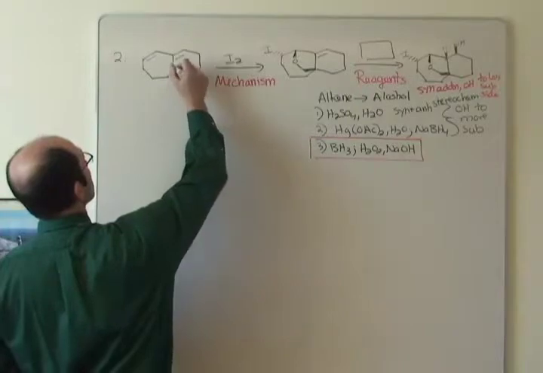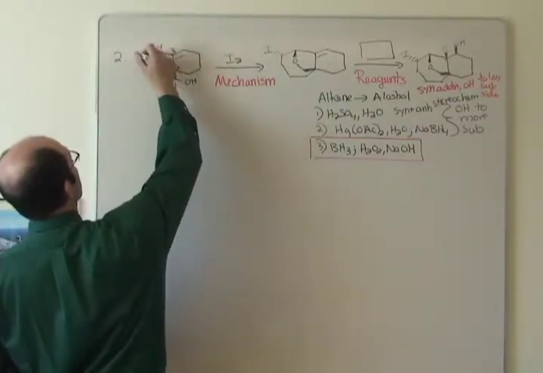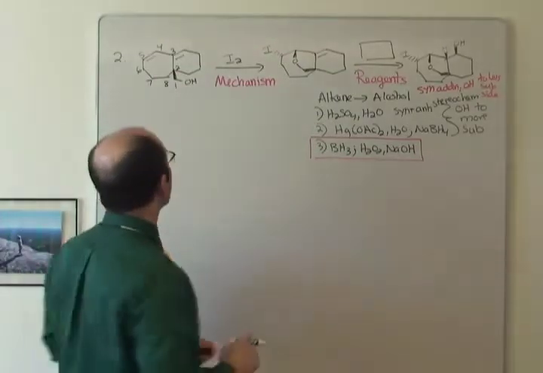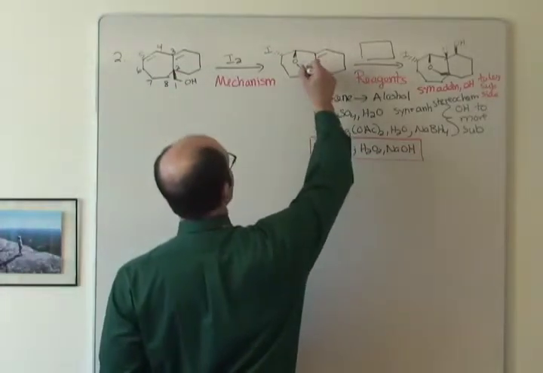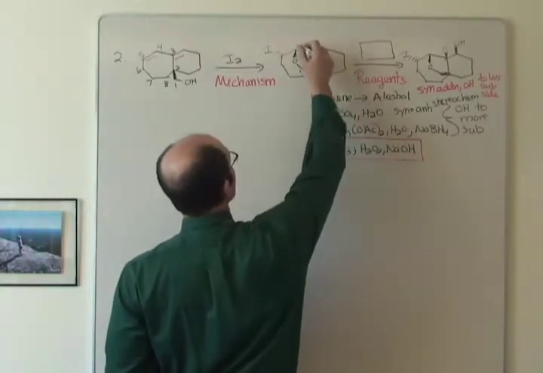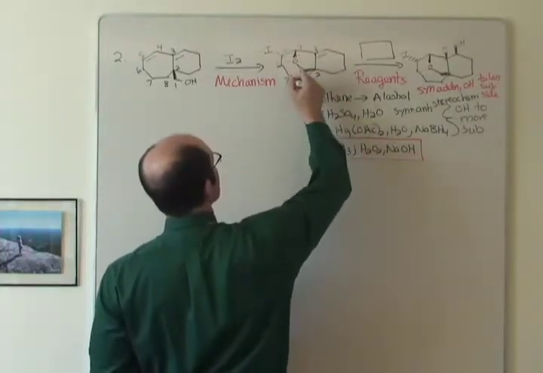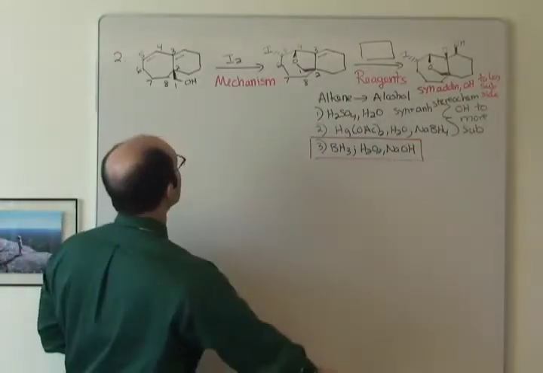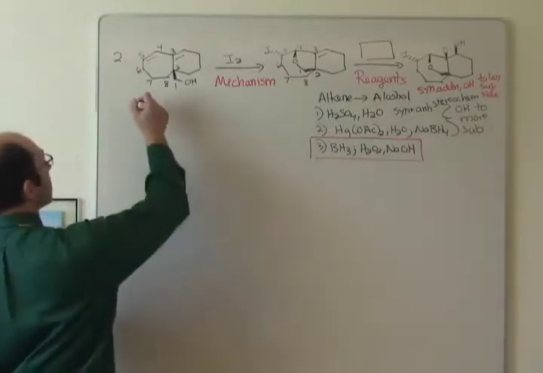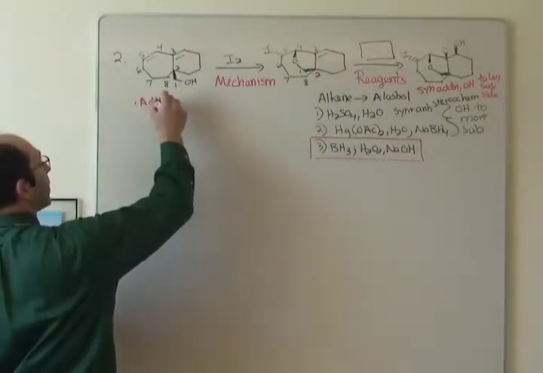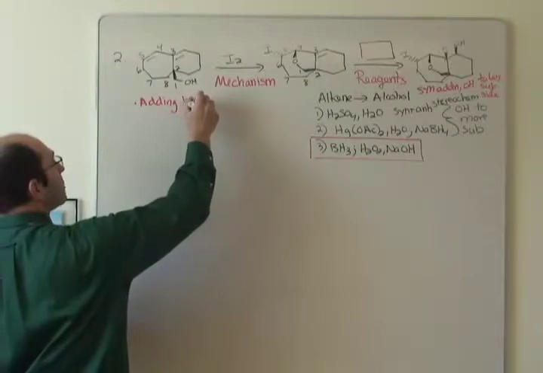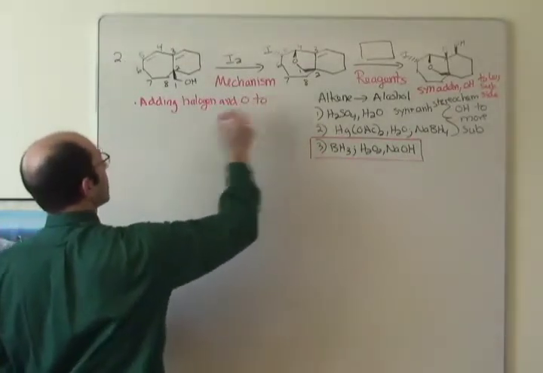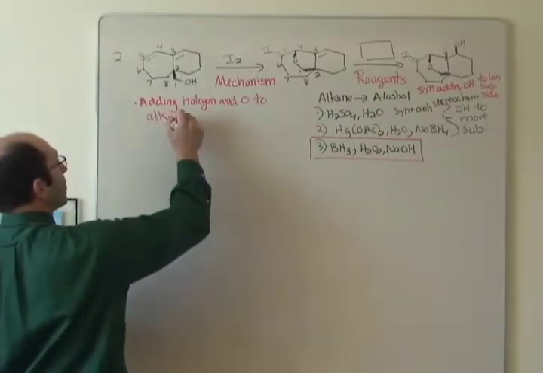We'll start here. 1, 3, 4, 6, 7, 8. The right part of the ring, nothing happens, so we can leave that part alone. And then if we number over here, 1, 2, 3, 4, 5, 6, 7, 8. If we look at what's happening, we're adding a halogen and oxygen to an alkene.